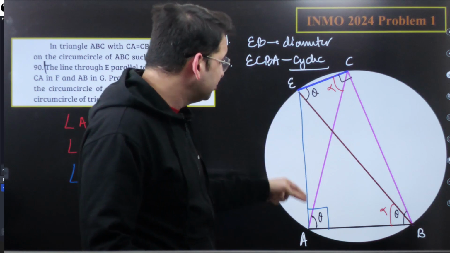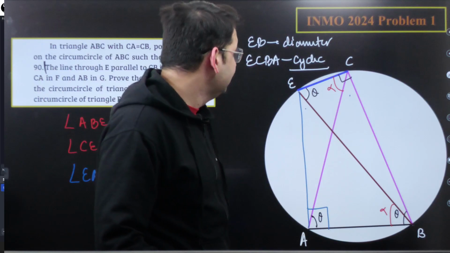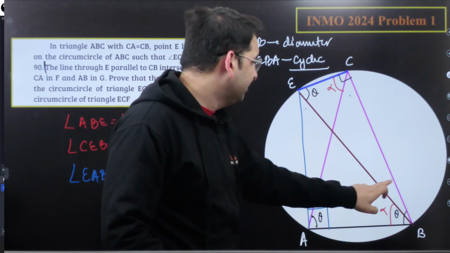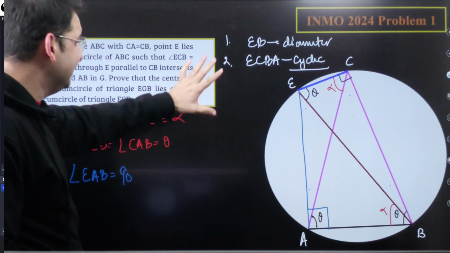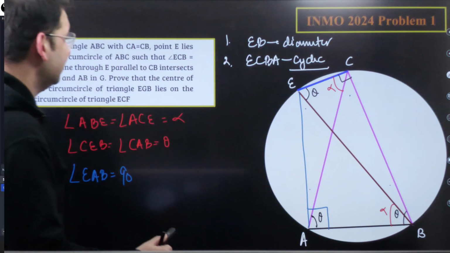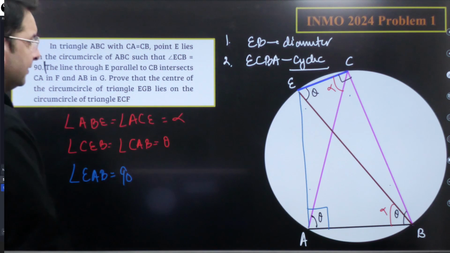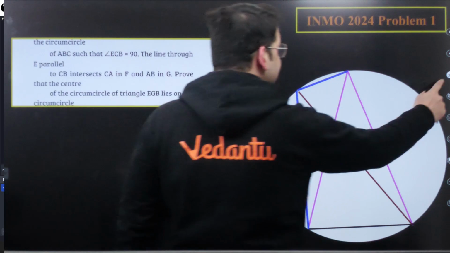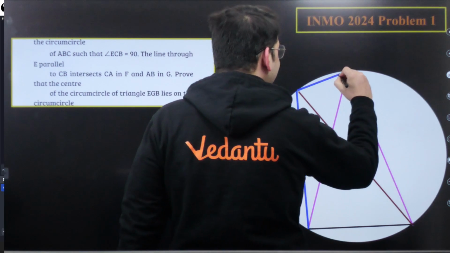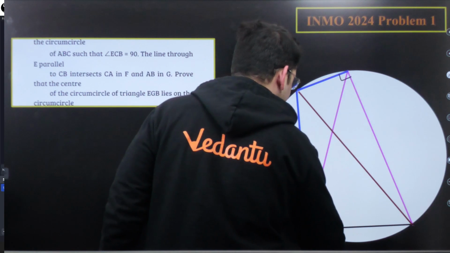If I join EA, then this angle would be equal to this angle. This angle would be equal to this angle. All these things are there in my head, but these are the major implications. I have already joined this. If I have to use it, I know that this angle is 90, this angle would also be 90.